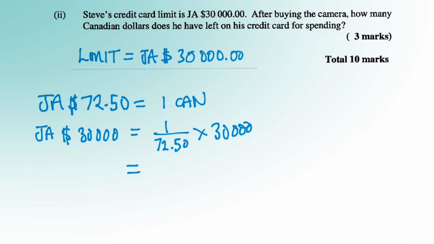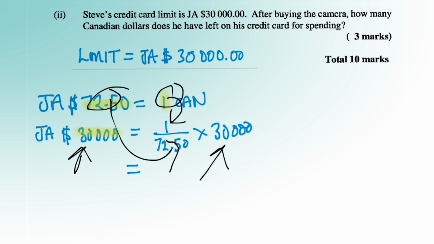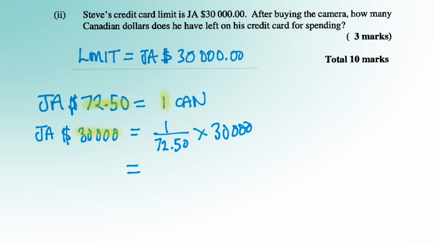This technique, you'll have a number here, you'll have a number there. To get the new number here, you're going to take this number, put it back, and then take this number and put it underneath. That's how you find for 1. Then you multiply by the new number you're trying to get. I hope you understand that.